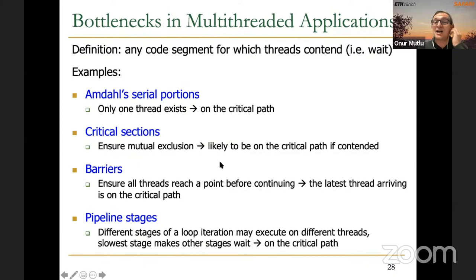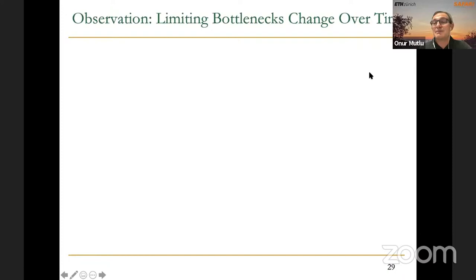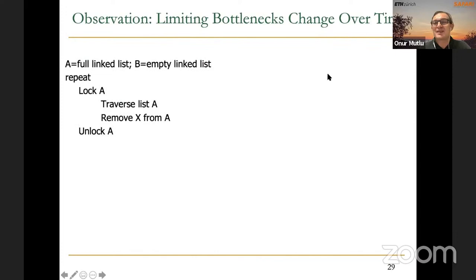The other observation, perhaps it's obvious, but I think it's good to clarify, is that limiting bottlenecks change over time. It's not like we have one lock that's bottlenecking you. These bottlenecks change over time depending on what you do to the data structures dynamically. So let's take a look at a cooked up example. As I say, this is a cooked up example, but you will see very similar examples in real world applications.